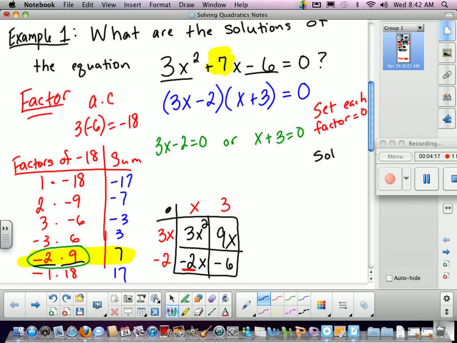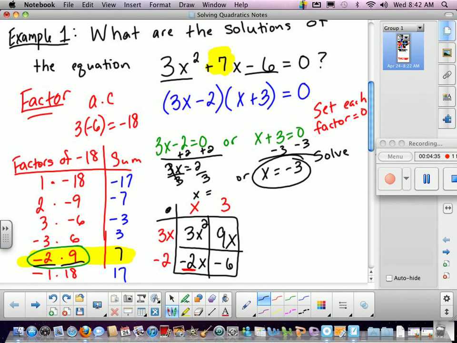Take away 3 on this one and we end up with x is equal to negative 3. Or we would add 2, so 3x is equal to 2, then divide by 3, so x is equal to 2/3. So either x would be equal to 2/3 or x would be equal to negative 3. We could substitute those back in and check to make sure that those are indeed solutions.